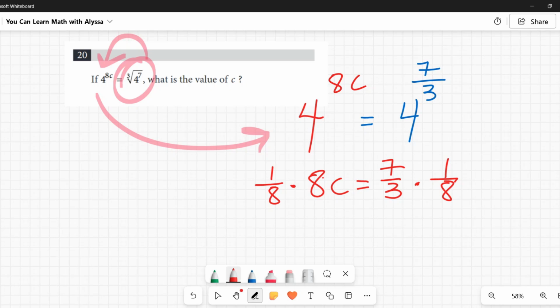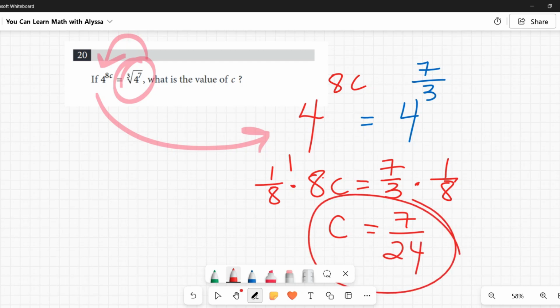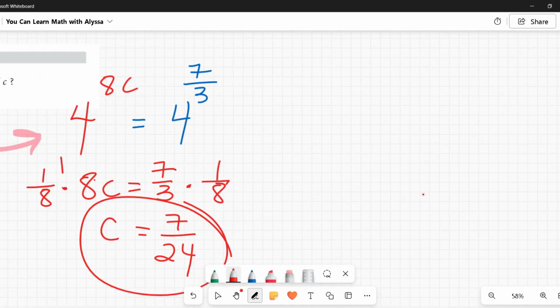Because 1/8 times 8 is just 1, so 1c is on the left. And then here I can more easily multiply those together. 7 times 1 on top is 7. 3 times 8 on the bottom is 24. And that's my answer. C is 7/24. And when you're entering that, you can enter it as 7/24 like that, because this is a student-produced response. Or you can enter it as a decimal. You can put that in your calculator, divide it, and enter the decimal in as your answer. Both right.